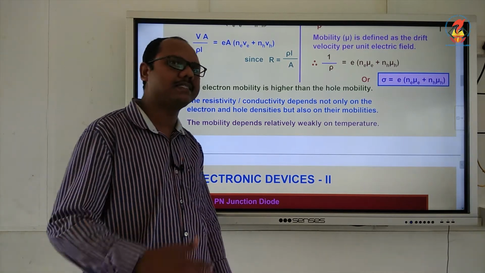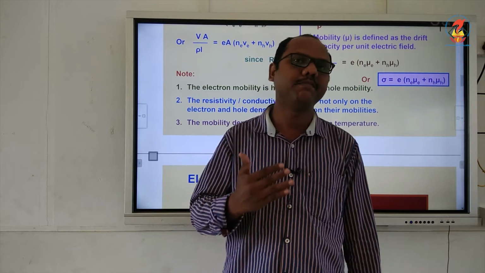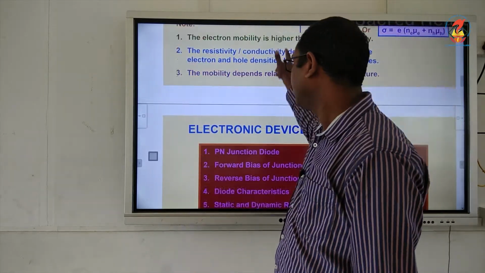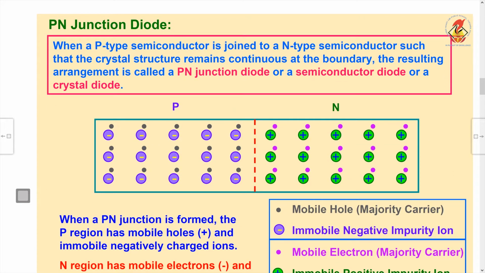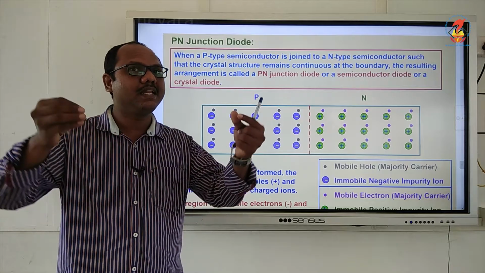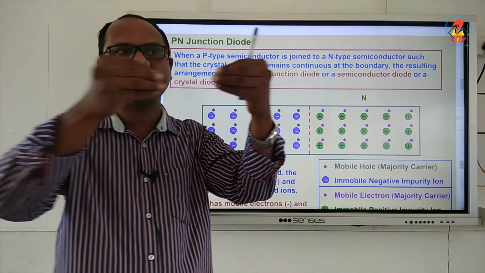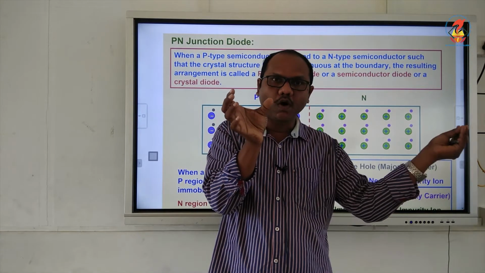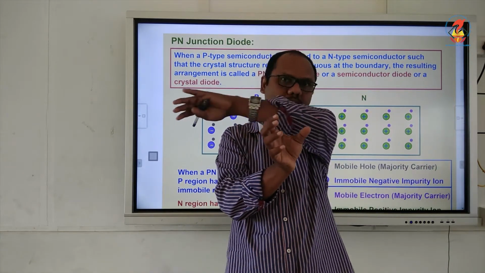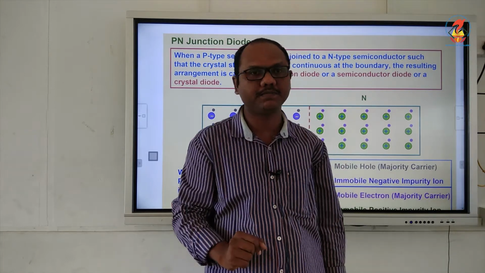Now, let us move on to our topic, which is PN junction diode. As I told you, a PN junction means when a p-type semiconductor is joined to an n-type semiconductor such that the crystal remains continuous at the boundary, the resulting arrangement is called a PN junction. We are not literally taking a p-type semiconductor and an n-type semiconductor and joining them, we can't do that. That is why I told you in the beginning, you take a crystal, on one side you dope with p-type impurity, the other side you dope with n-type impurity.